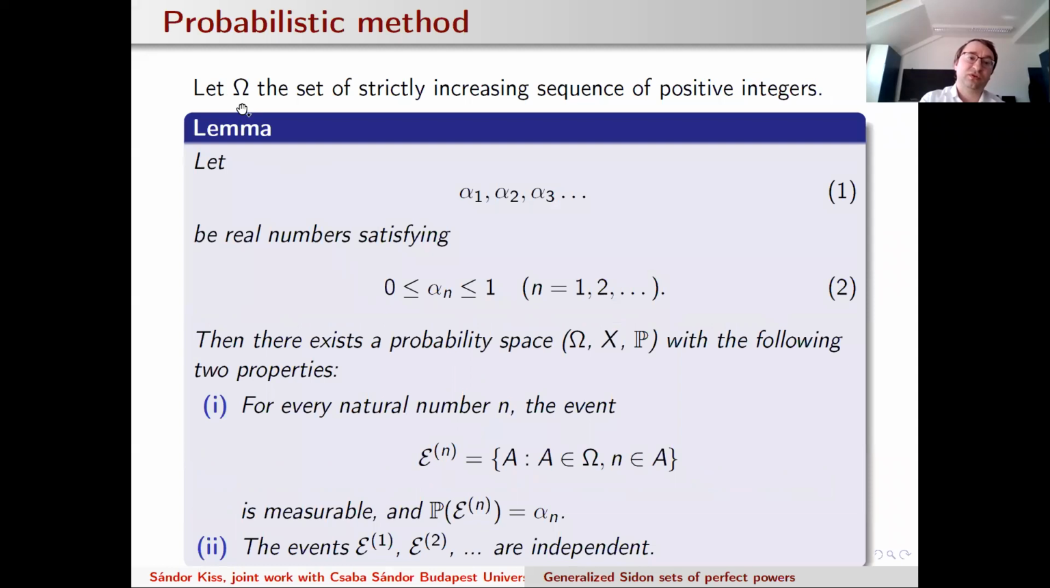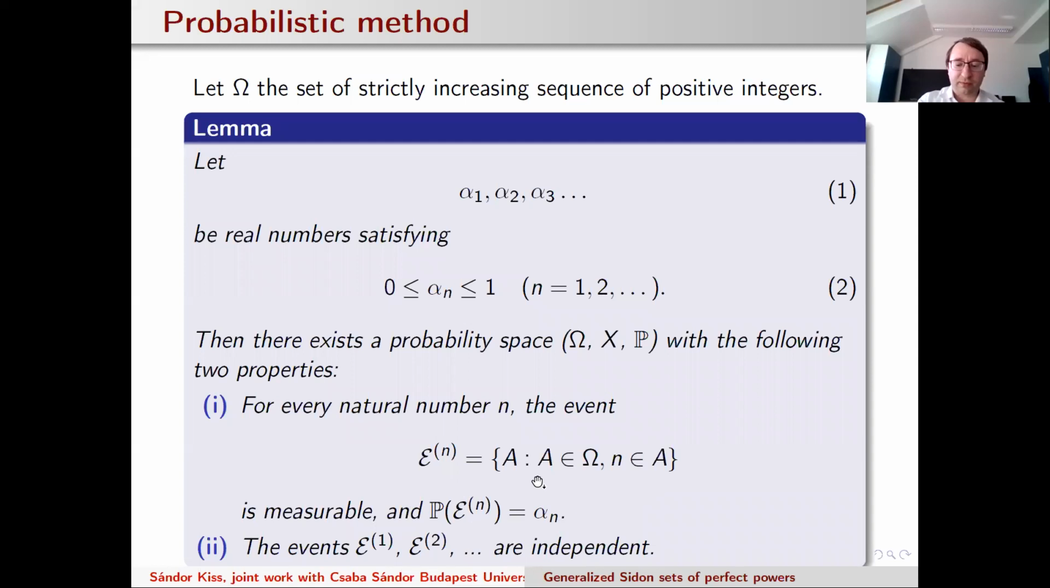So if we denote by omega the set of strictly increasing sequences of positive integers, then this lemma due to Erdős and Rényi shows that this valid probability space exists. So if we have real numbers alpha n between 0 and 1, then there exists a probability space such that these events, the sets A in omega such that n is in A, are measurable, and their measure is alpha n, and these events are independent.